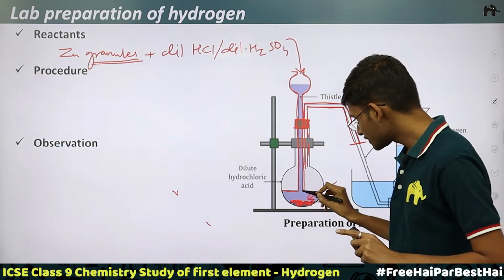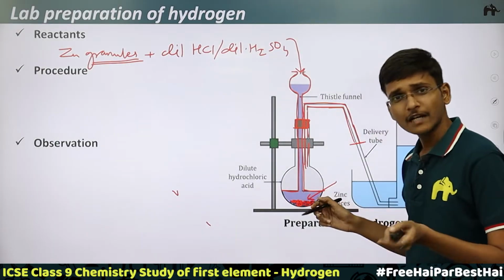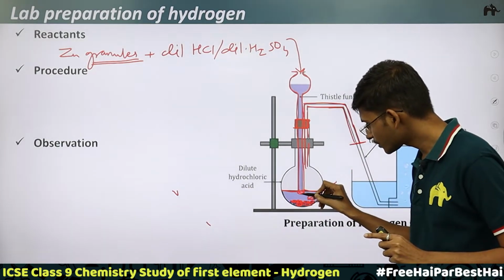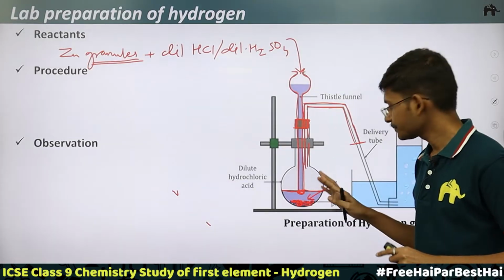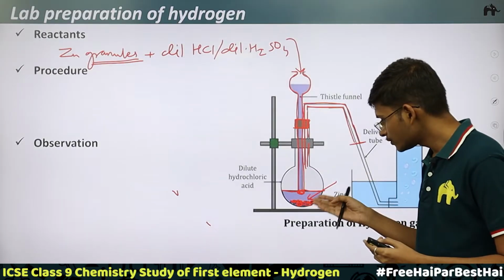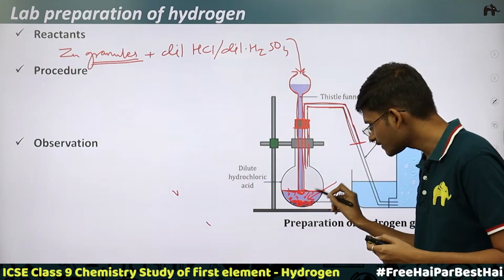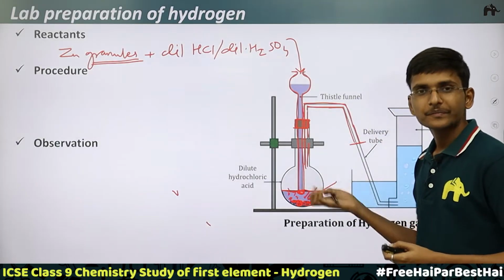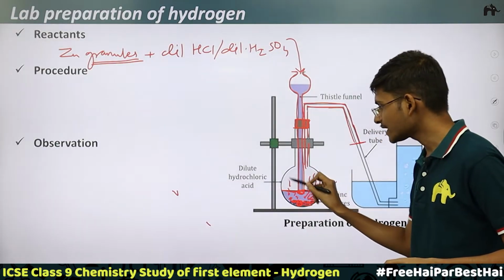Okay, so from this thistle funnel, we have taken care that the end of the thistle funnel is dipped into the dilute acid whichever we are taking. Now when the reaction has started, you would see small bubbles, you would see the effervescence coming out from this reaction mixture, and these bubbles would come to the surface and release hydrogen gas.